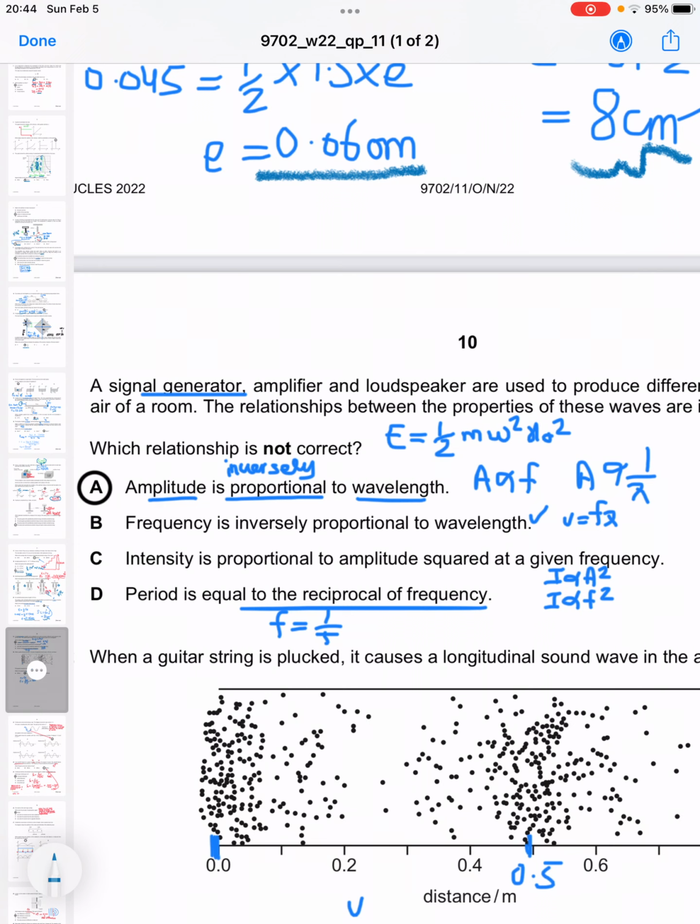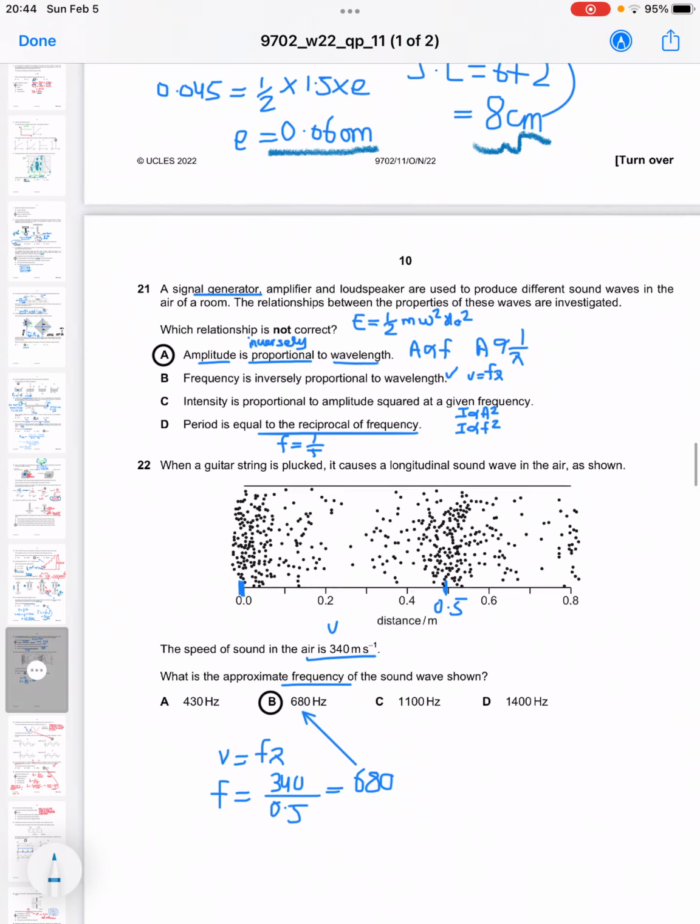So B says it's inversely proportional to the wavelength, that's correct. That intensity is proportional to the square of the frequency, that's correct. And period is reciprocal of frequency, that's also correct. So A is the appropriate answer because it is not correct.